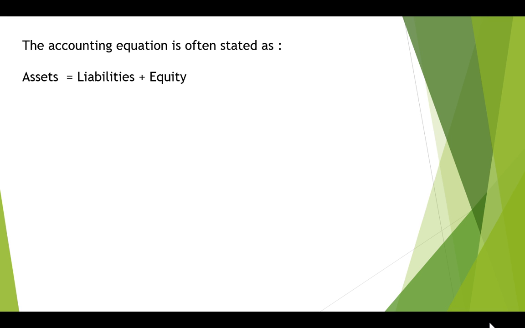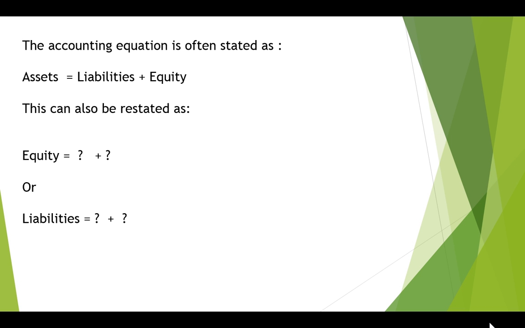The accounting equation is that assets are equal to liabilities plus equity. You should also be familiar with being able to restate this so that you can express assets in terms of liabilities and equity, but also express liabilities in terms of the other two, and so on. So equity, for example, is equal to what? Or liabilities, what are they equal to?